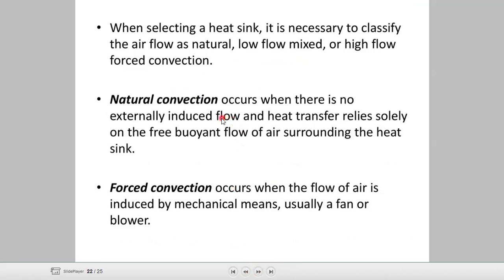See here, natural convection and forced convection. So what are these two?